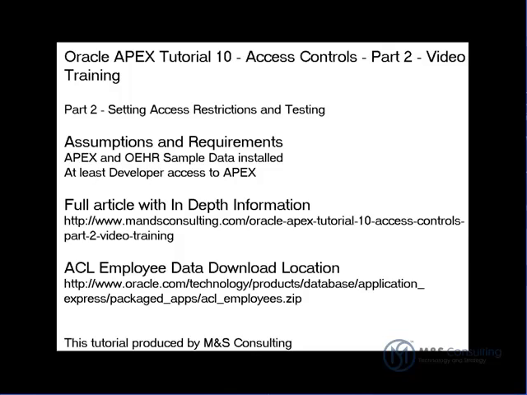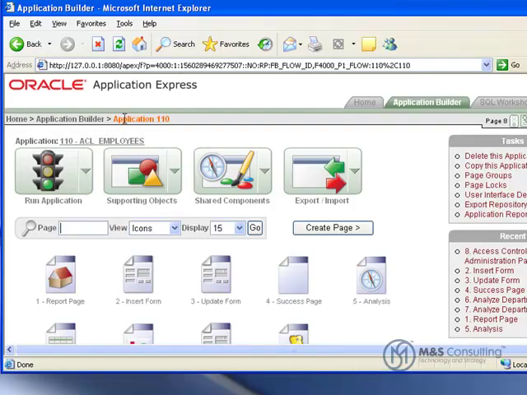This is part 2 of this tutorial, which focuses on setting access restrictions and testing the application. On the screen is a list of assumptions and requirements for starting this tutorial, as well as the location of a full article with more in-depth information, as well as the link for downloading the ACL employee data. This tutorial picks up exactly where the last section left off. So now we're ready to start adding some access restrictions.